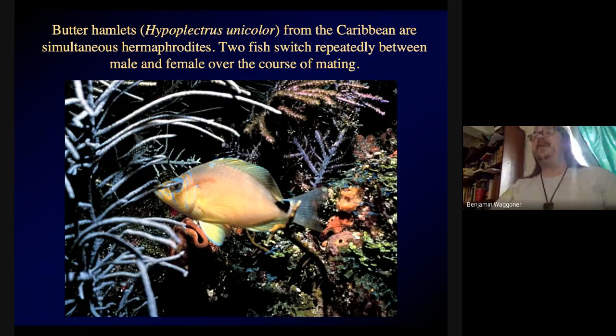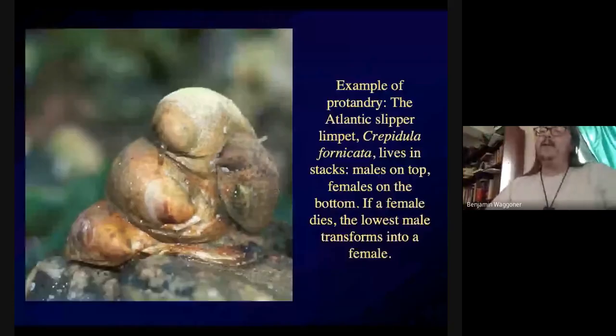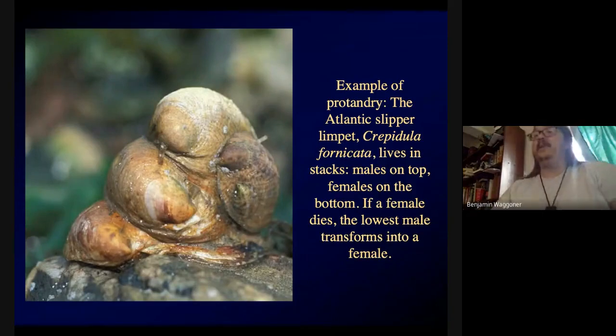Here's protandry for you. This is a snail, albeit with a very low cap-shaped shell. There's not much of a coil to it. When you take the animal out and turn the shell upside down, it looks a bit like a slipper. So this is commonly called the Atlantic slipper limpet, Crepidula fornicata. And it's called fornicata for a reason.